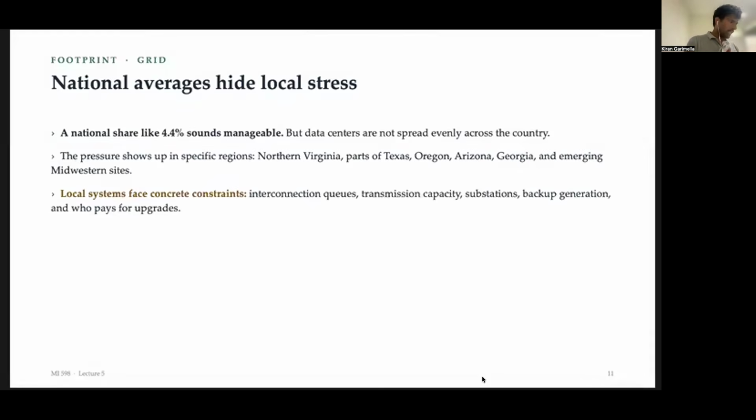So they're finding the power and delivering it through these interconnection queues, transmission capacity, substations, backup generation, and who pays for upgrades. All of these will have effects on electricity prices for end customers. People like you and me, we are seeing our electricity costs go up in part because of this, and it's also the way the system is set up. I'll get back to this. I have a paper on this, and I'll talk a bit about that. I'll also refer you to the paper about how this is a complex thing.